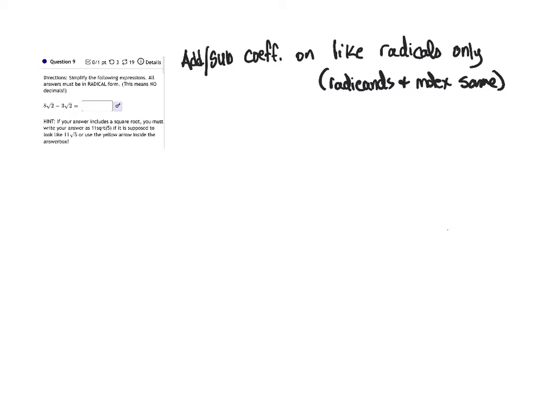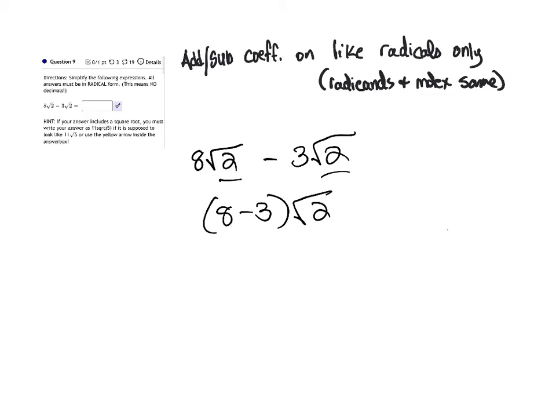These are like radicals because they have the same radicand, which is a 2, and the same index. Remember, if the index is not showing, it's understood to be 2, square root. So the 8 root 2, the root 2, and the minus 3 root 2, those root 2's are the same. So all we have to do is subtract the 8 minus 3 and rewrite the root 2. So that would be 5 root 2. Now when you're doing this, you don't have to do all that extra step. That's just so you know where it's coming from. So it's 5 root 2.